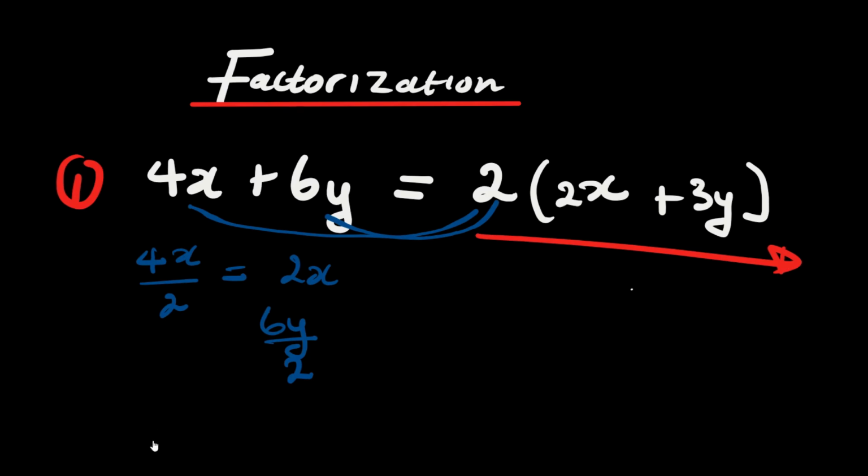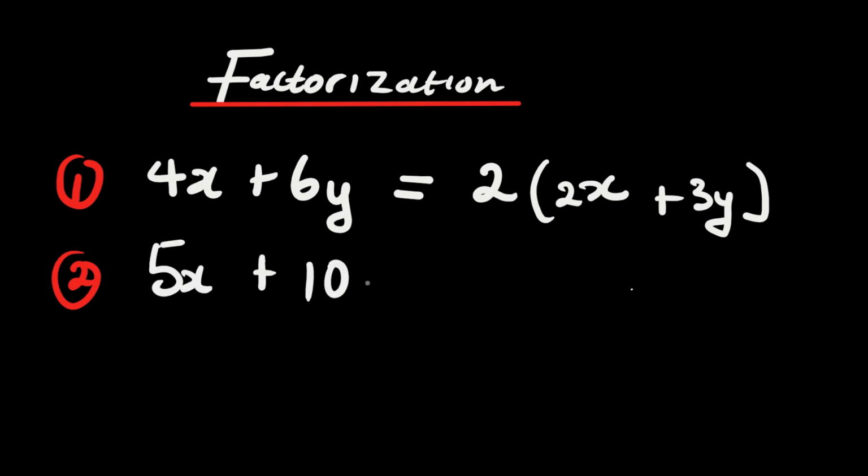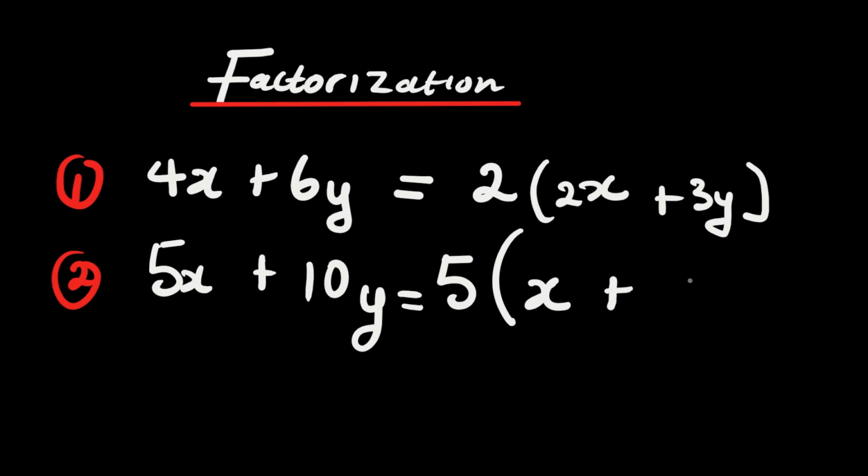Let's take the next one. Next one we have 5x plus 10y. So what is our common factor in this case? Just check well. We cannot use 2 because 2 doesn't go into 5. But 5 goes into 5 and 5 goes into 10. So 5 is our common factor. Then 5x divided by 5, we are left with x. And 10y divided by 5, we're left with 2y.